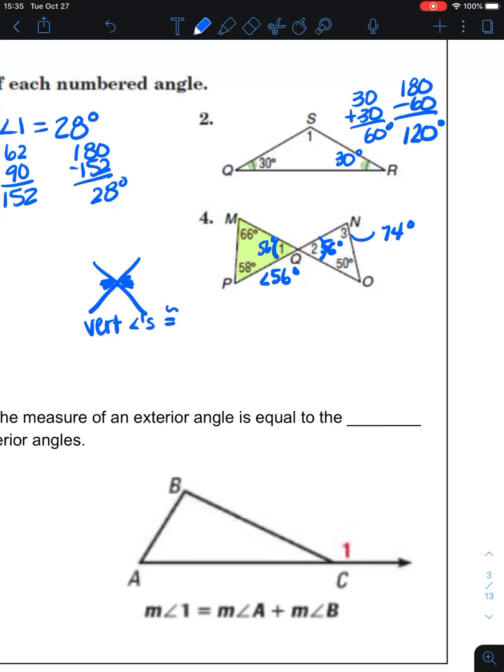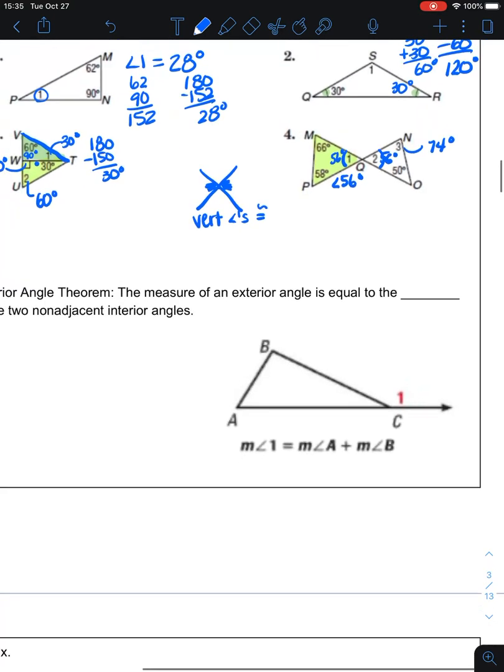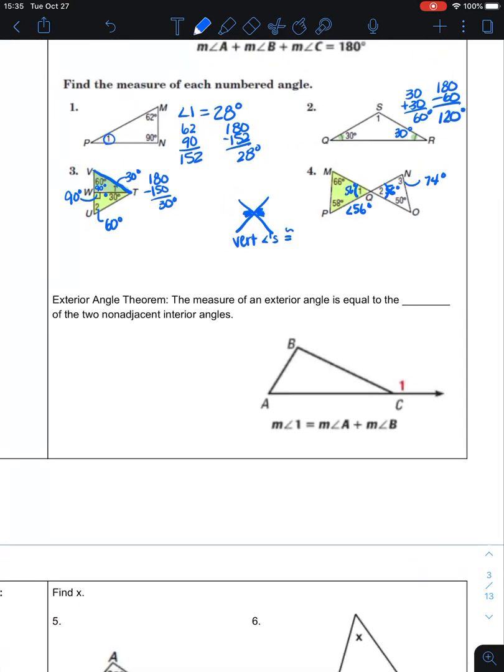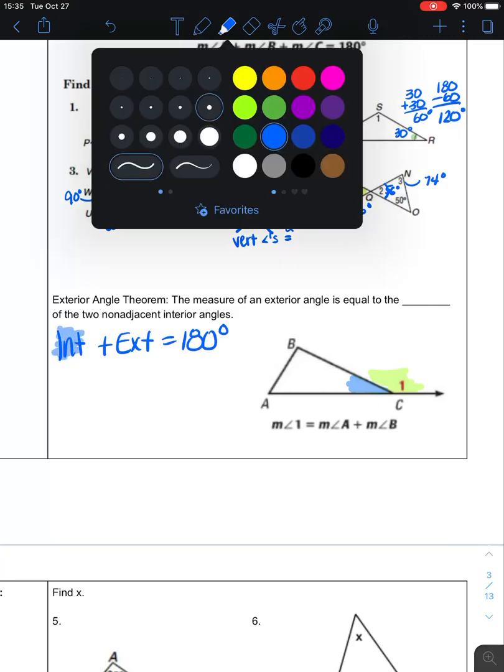So the fact that angles of a triangle add up to 180 is extremely important. We'll use that a lot along with linear pairs and vertical angles. Now, the new information that you might not know is the exterior angle theorem. So first, let me explain what an exterior angle is. Angle 1 right here is an exterior angle. This angle right here on the inside is an interior angle. So an interior angle plus an exterior angle form a linear pair, which means that they add up to 180 degrees.